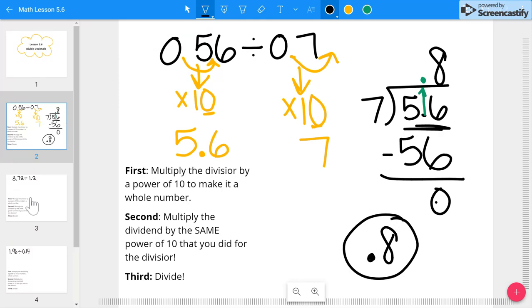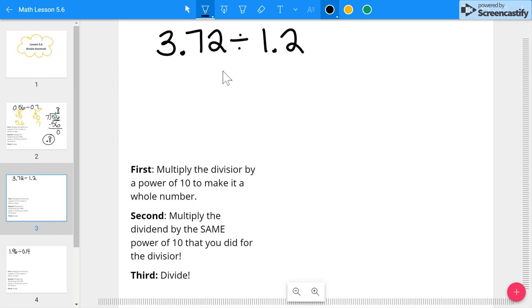Let's look at another one. 372 hundredths divided by 12 tenths. My divisor is a decimal, 12 tenths. I need to make it not a decimal. And then whatever I do to my divisor, I need to do the same thing to my dividend, the 372 hundredths.